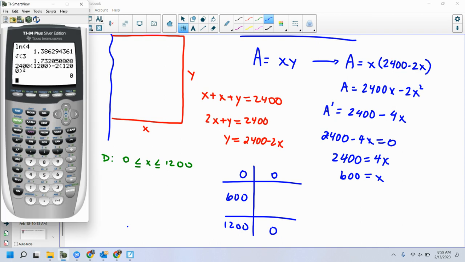I'm giving you a really simple example to start out with to show you how this is going to work. 2,400 times 600. And again, I'm going back into my original A, the reduced one here, minus 2 times 600 squared.